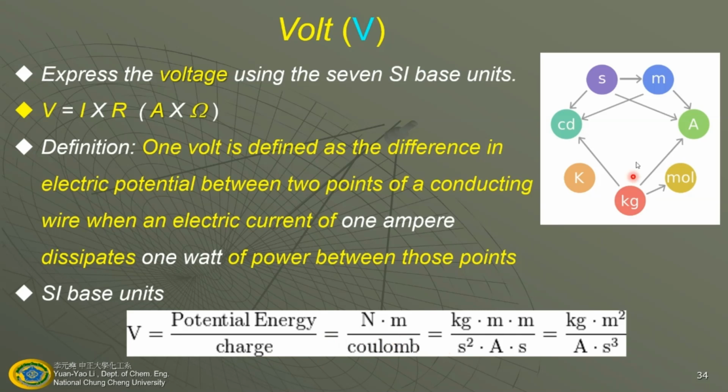We use Coulomb to represent electrical charge. Of course, you understand Coulomb is not in these 7 base units. So the definition of Coulomb is what? It is amp times second. You put this together: kilogram, meter squared, over second to the power 3, amp. So as a result, to express the voltage using the 7 SI base units is this. And this is the answer you need to give me. Okay?